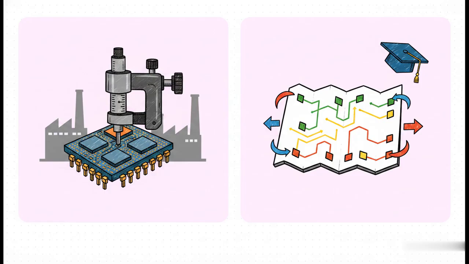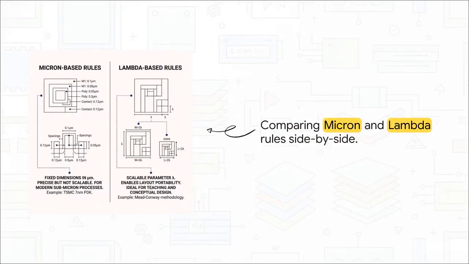But on the other side, we have lambda-based rules. These rely on a scalable parameter called lambda, which is tied directly to the process resolution. Because lambda scales, it allows for portable layouts across entirely different technology nodes. It's a real game changer, making it perfect for conceptual design and academic teaching. Contrasting the two directly, micron-based rules rely on fixed, hard-coded decimals like 0.1 micrometers or 0.05 micrometers. These are absolute physical measurements. Conversely, lambda-based rules use a highly proportional modular grid. Everything in the lambda system is defined by ratios and proportions, creating a beautifully scalable setup.